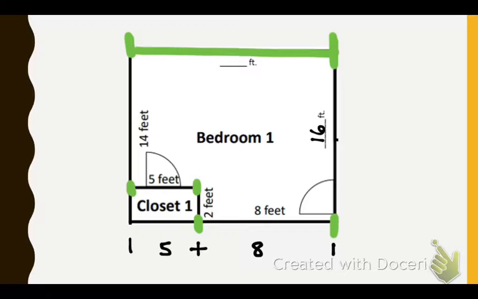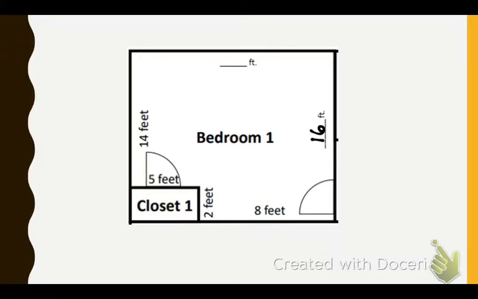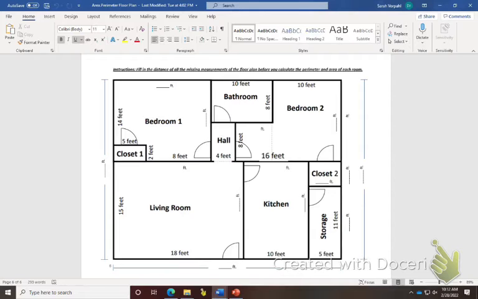what is 5 plus 8? 13. So that would help me understand that the answer should be 13 feet. Does that make sense? Yes. Okay, so right now as I hand out your project, you are going to look at a whole floor plan and you are going to try to fill in each one of those blanks. Then once you've done that, you'll get to move on to the perimeter and the area of the project.